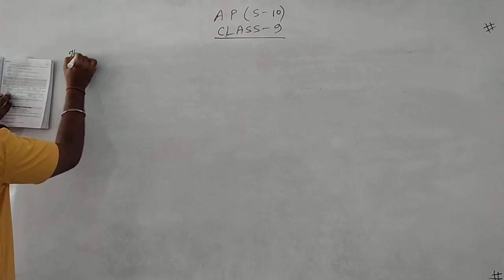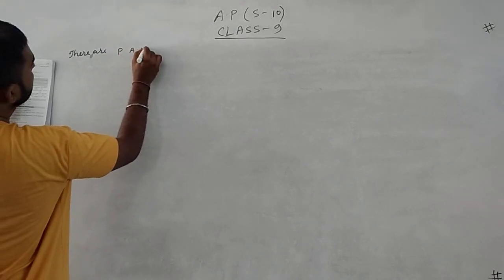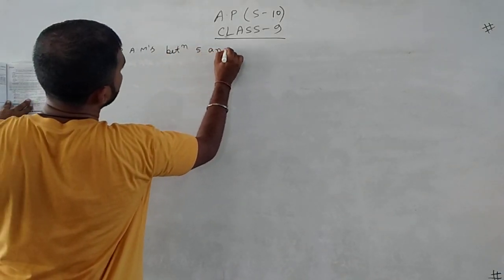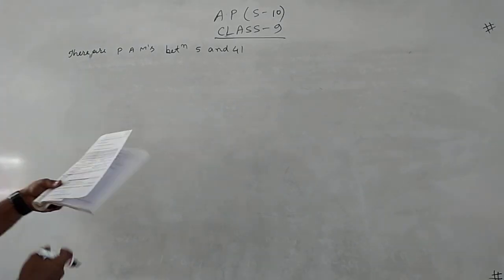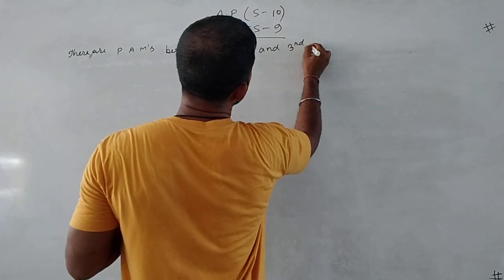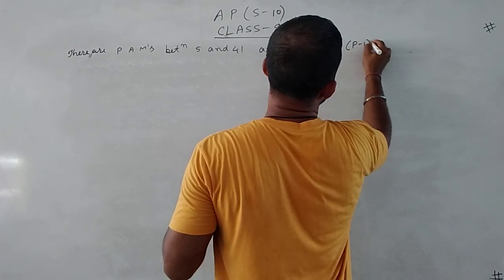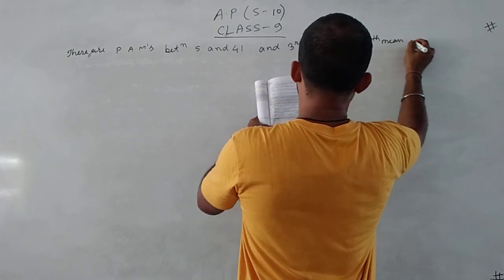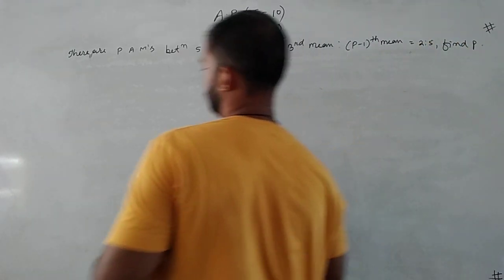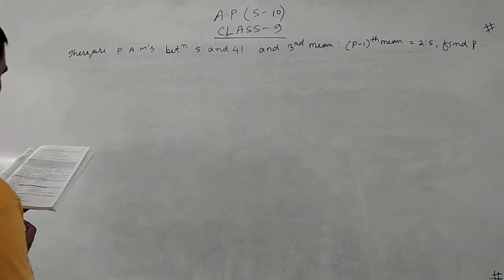There are P arithmetic means between 5 and 41. And the third mean is to the (P minus 1)th mean as 2:5. Find P. Done.